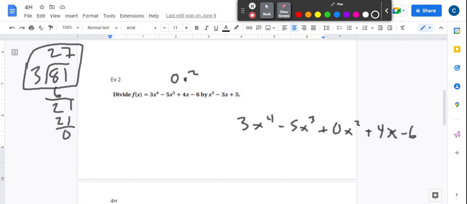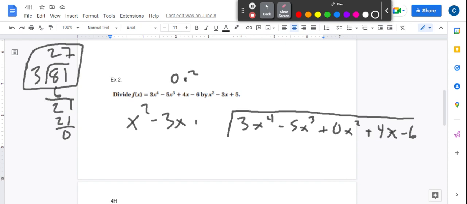Same deal. It's a little bit more dressed up here when we're doing it with these polynomials, but it still encompasses the same concept. So we're going to take this whole polynomial here. We're going to divide it by x squared minus 3x plus 5. And what we're really going to look at here is the 3x to the fourth and the x squared. We're going to divide those terms. Okay? So if we have 3x to the fourth and divide it by x squared, what we end up with on top is 3x squared.